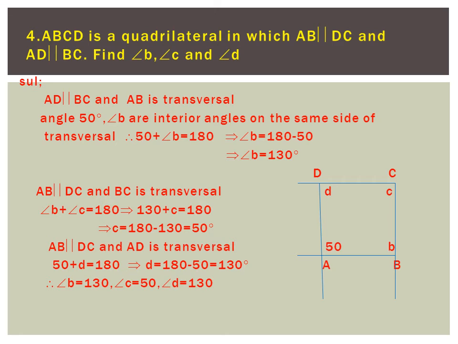Next, similarly, AB and DC are parallel. AD is a transversal. So now we have to change the figure. Observe here, AD is a transversal for AB and DC. So 50 plus D is equal to 180. Then automatically angle D is equal to 180 minus 50, that is equal to 130 degrees. So angle B is equal to 130, C is equal to 50 and D is equal to 130.